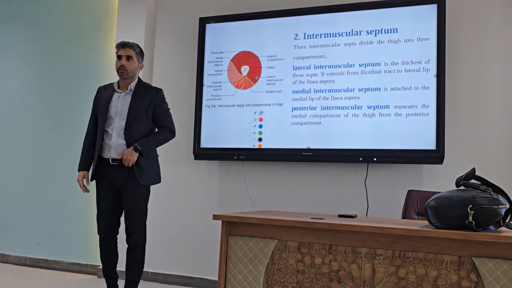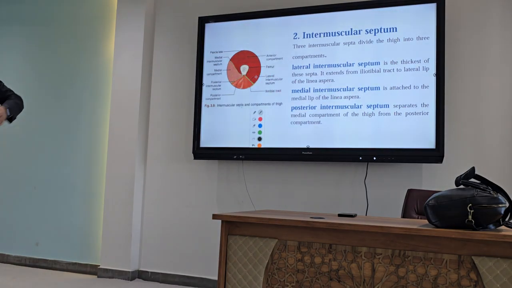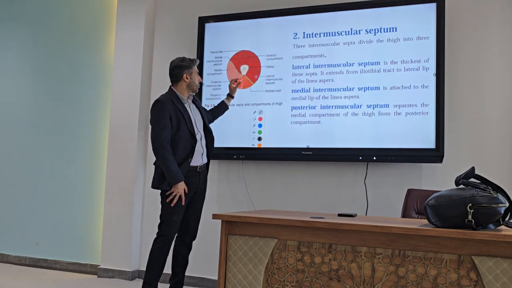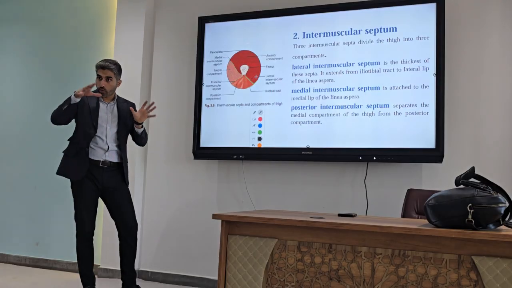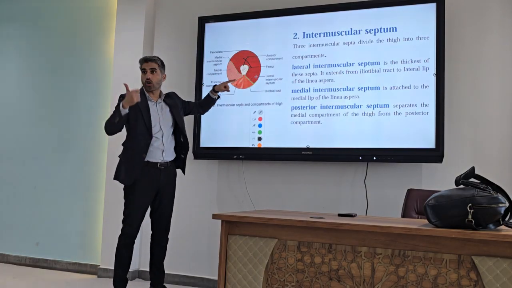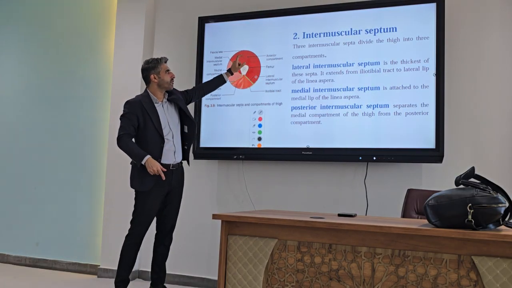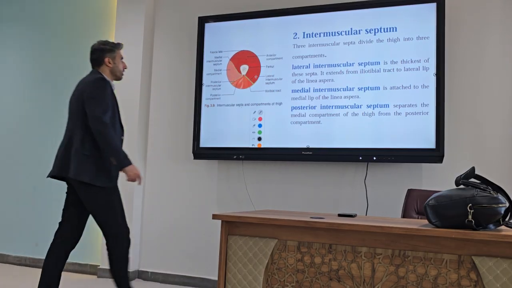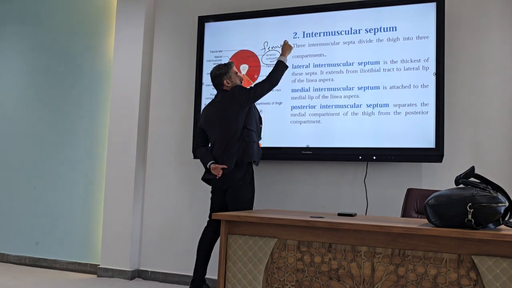Which compartment is bigger? Anterior, yes, because the muscle here is very big. Posterior and medial are smaller than the anterior compartment. Between compartments, each compartment has a specific function, a specific artery, and a specific nerve. What is the nerve for the anterior compartment? Femoral, very good. For the anterior compartment, the nerve is the femoral nerve.